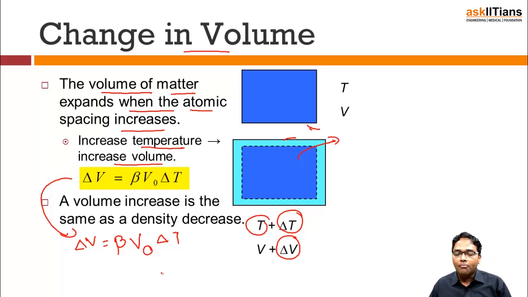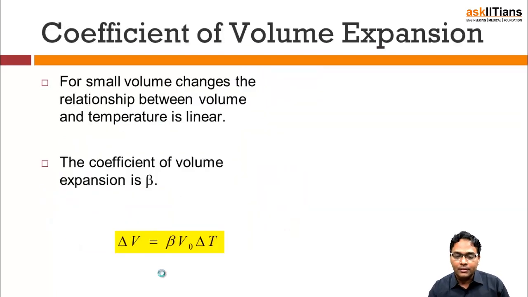You're not changing the mass, right? So if you're not changing the mass, and the volume has increased, then mass per unit volume is going to decrease, correct? Because the density, that is mass per unit volume, is going to decrease because your volume has increased, right? So this is exactly how it works.